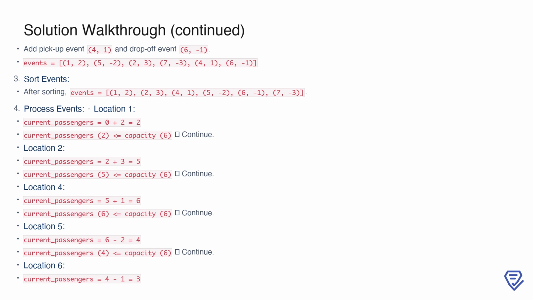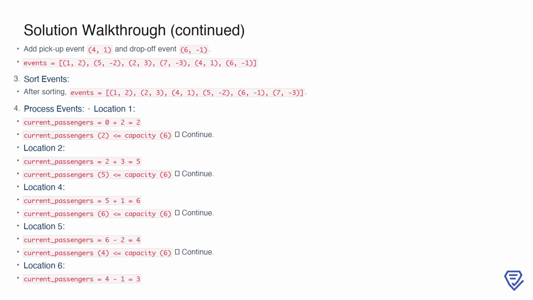Finally, for the third trip, where 1 passenger travels from location 4 to location 6, we add a pickup event at location 4 with a value of 1 and a drop-off event at location 6 with a value of -1. This gives us a complete list of events, which is then sorted by location. The sorted list ensures we process events in chronological order: pickups at locations 1, 2, and 4, followed by drop-offs at locations 5, 6, and 7.